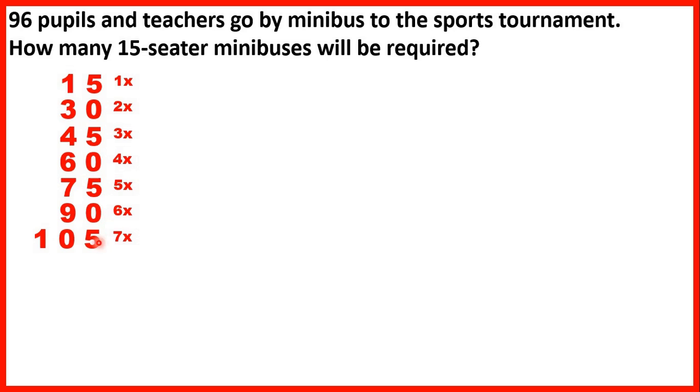So we need to add another 15, and that way we know that 7 minibuses can contain 105 people. So because 90 isn't enough, that's too few, we need 7 minibuses altogether to take all 96 of the pupils and teachers.